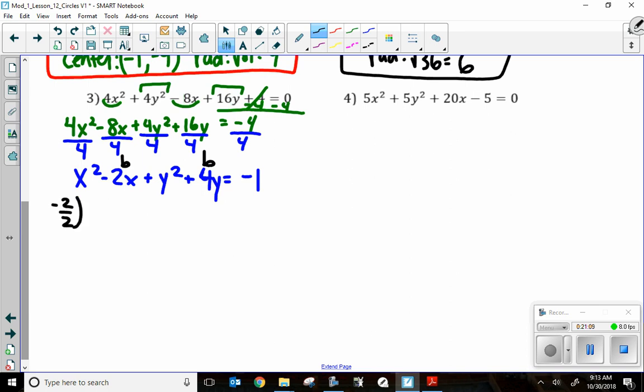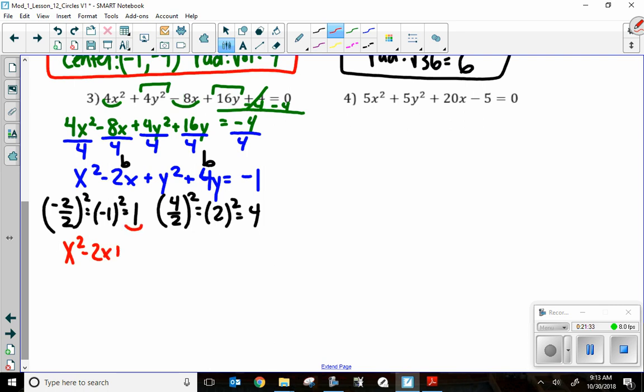Take negative 2, cut it in half, and square it. That's negative 1 squared, which is a positive 1. I take 4, cut it in half, and square it. That's like 2 squared, which is 4. Now I add those to both sides, and I just finish off completing the square. So I've got x squared minus 2x plus 1 plus y squared plus 4y plus 4 equals, I have negative 1 plus 1 plus 4. And if I did this right, these will combine to be 4.